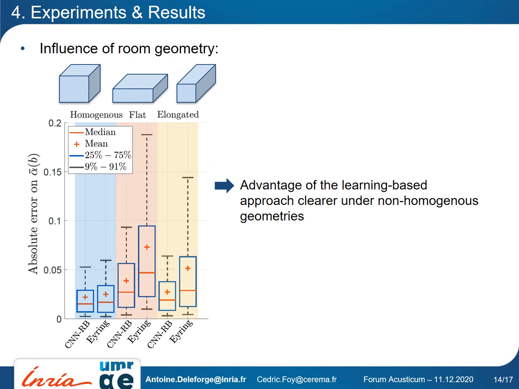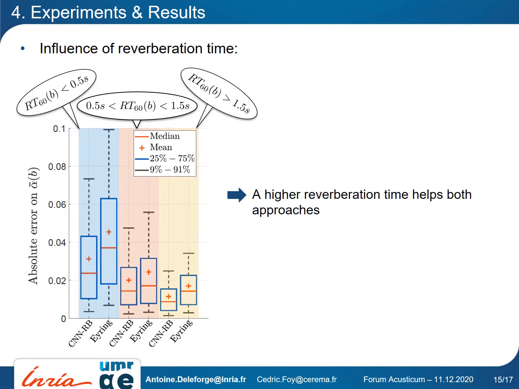Next, we built a test set to check the influence of the room geometry. We observed that for rooms which are approximately cubic, Eyring performs almost as well as the neural network. This is expected because this is close to the homogeneous assumption of reverberation theory. However, for large flat rooms or corridors, we clearly see the advantage of the learning-based approach, both in terms of mean error and variance.